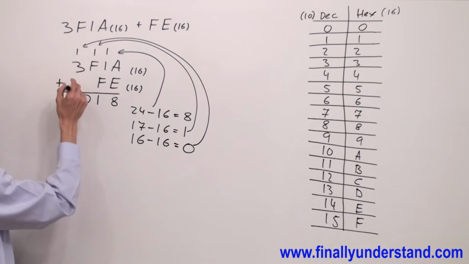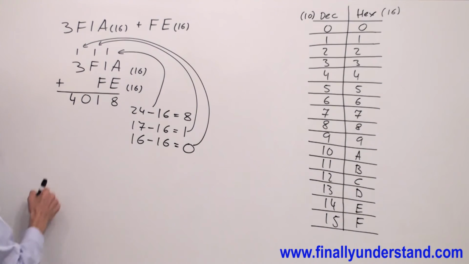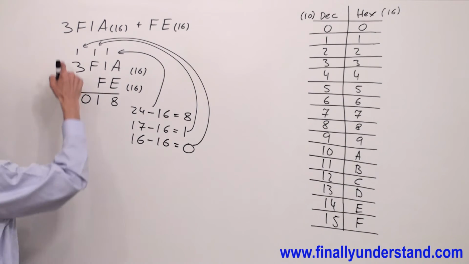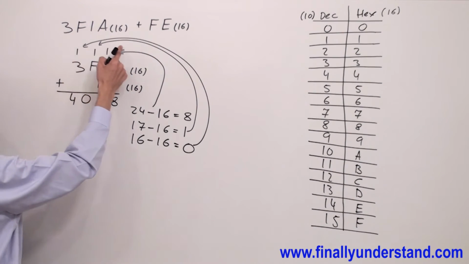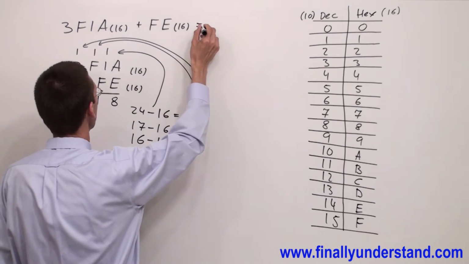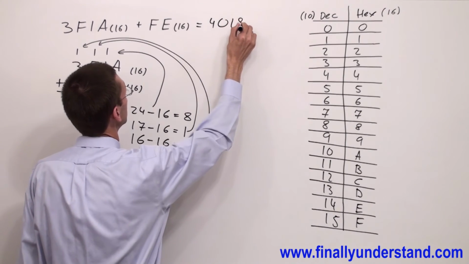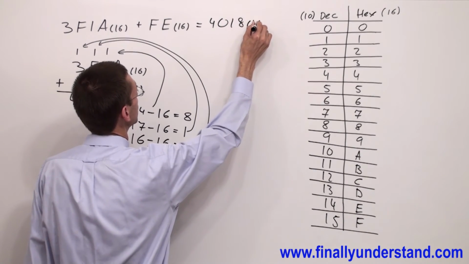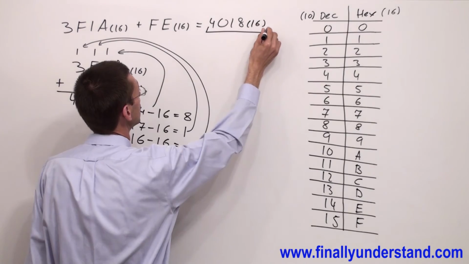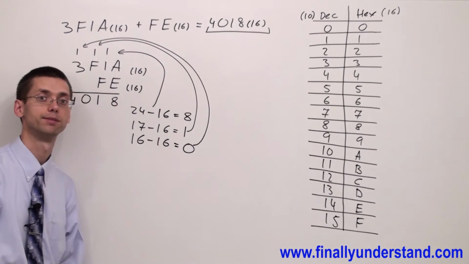1 plus 3 is equal to 4. That's why I can say that 3f1a plus fe is equal to 4018, and of course this is base 16. This is the solution to my problem.